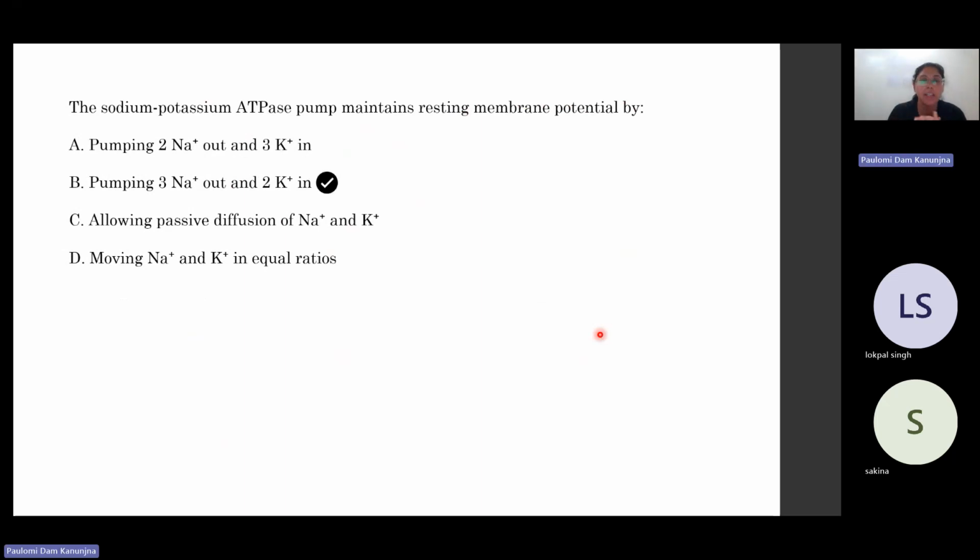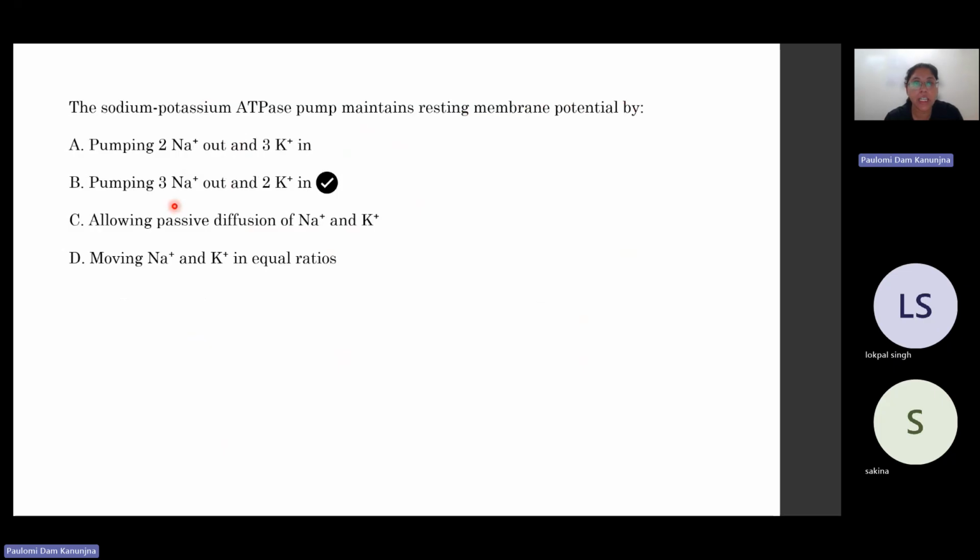See, you guys are so smart. Right. So 3 Na out and 2 K in. Right? Why? Because when your depolarization was happening, these guys were coming inside and these guys were going out. So the pump will do the opposite to maintain the resting potential. You have 3 sodium out and 2 potassium in.